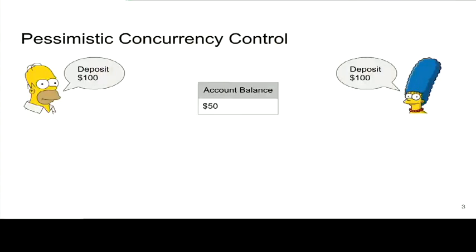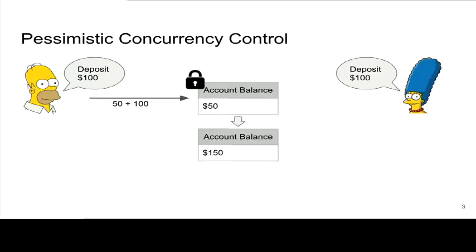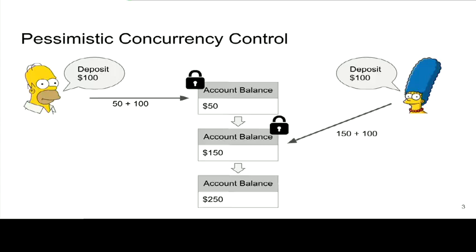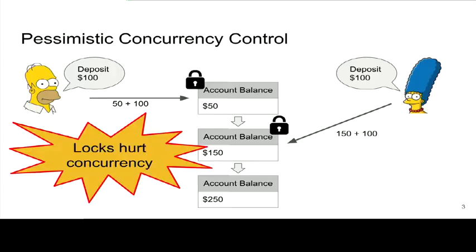What you can do is use pessimistic concurrency control, and with this, when you execute the transaction, you get a lock, and after you acquire the lock, you increment the balance, and then the other person can get a lock afterwards and increment the balance, and then we get to 250, which is what you'd expect. But locks are expensive because you have to acquire the lock and then release the lock.